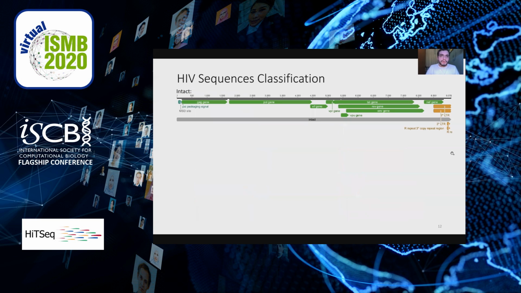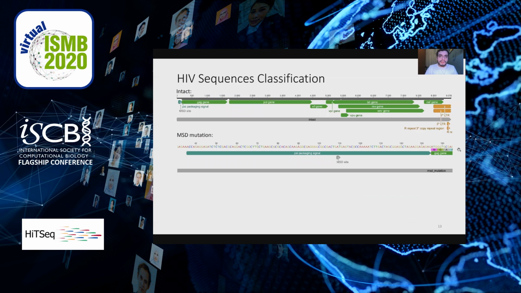Here is an example of the HIV sequence classification that we call intact, when we have the 9 genes and the LTR and also the Psi region. We also have the MSD mutation. The only difference from the intact is the mutation in the MSD site.